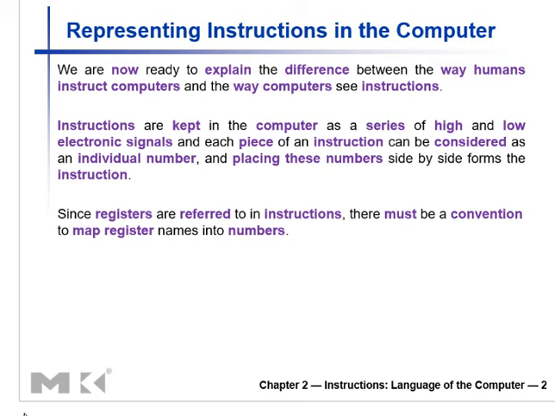So each piece of an instruction can be considered as an individual number. So we are placing these numbers next to each other to form an instruction. In an instruction in assembly language, we will be using registers. So registers are referred to in instructions. We use the names like register T1, T2, T0. So these registers are represented as numbers in an instruction, because as I mentioned, computers understand only binary, zeros and ones.